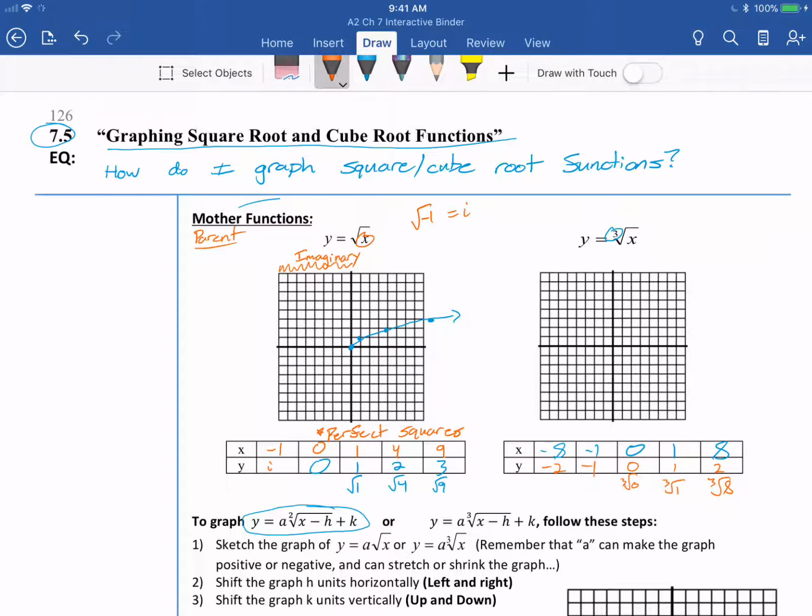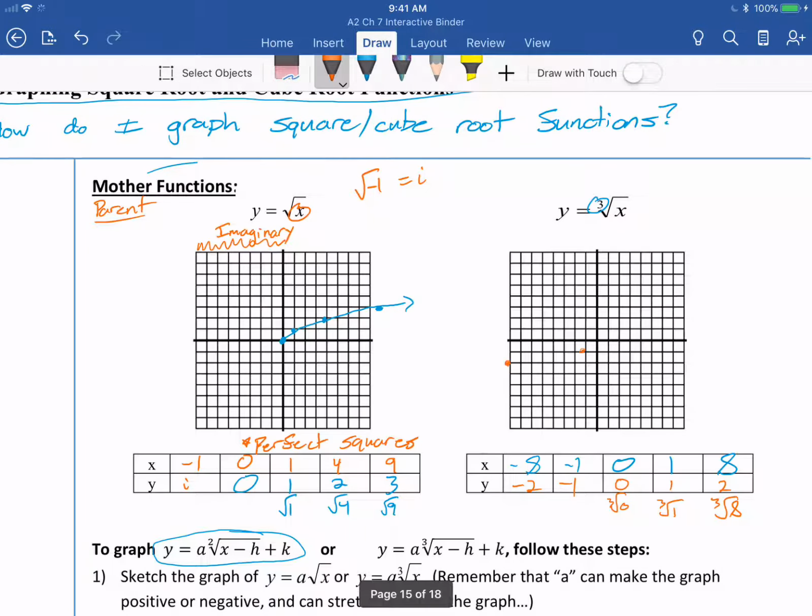All right, so now let's just go through and graph these. I have (-8, -2), which is right here. I have (-1, -1), which is right here. I have (0, 0), I have (1, 1), and then I have (8, 2). Okay, so this graph is kind of funky looking. It comes in on the left side, goes through these points, up through there, and shoots out that way. All right, so that's my graph for a cube root function. It's almost like a snake, I guess, right?